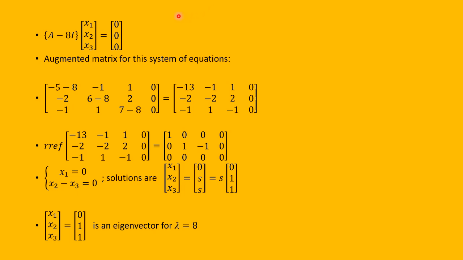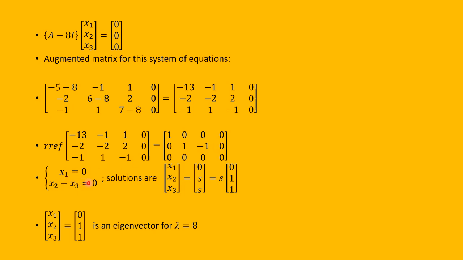So for lambda equals 8, we have to solve A minus 8 times the identity times the eigenvector corresponding to lambda equals 8 equals the 0 vector. So once again, as we did two times previously, we'll look at the augmented matrix for the system of equations, which is this one, perform the subtractions noted here, and so the augmented matrix can be written this way. If you look at the reduced row echelon form of this matrix, it turns out to be this. And so this is equivalent to the system of equations x1 equals 0, which we have here, x sub 2 minus x sub 3 equals 0, which is what we have here.